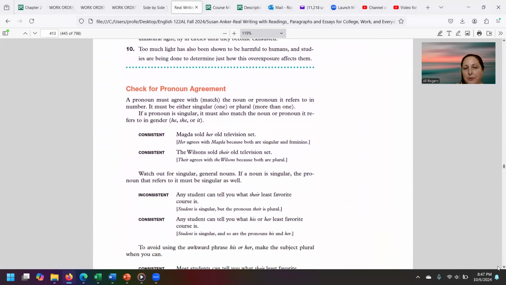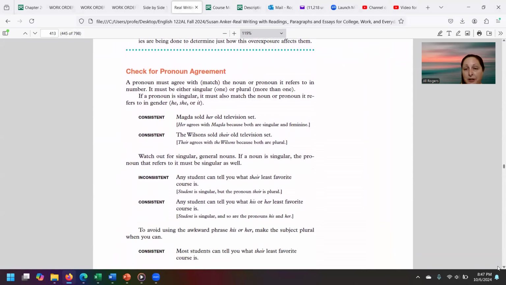We'll talk about checking for pronoun agreement. Now, this is actually a common error. This inconsistent one here is the problem. So first I want to show you the problem, and then I'll show you what happens sometimes. This is the problem when it's inconsistent. We want consistency, and I'll show you what I mean in a minute. But this says any student can tell you what their least favorite course is. This is the most common pronoun error, and it's done a lot.